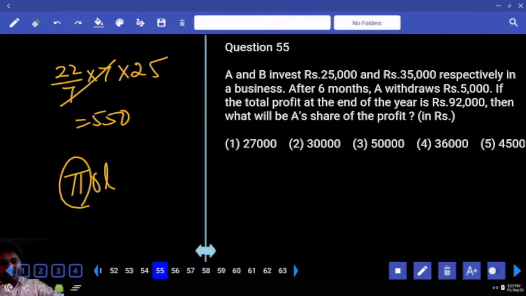A and B invest 25,000 and 35,000 respectively in a business. After 6 months, A withdraws 5,000. If the total profit at the end of the year is 92,000, then what will be A's share of profit?